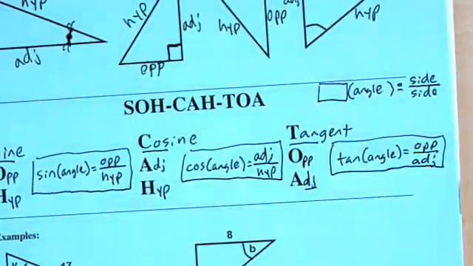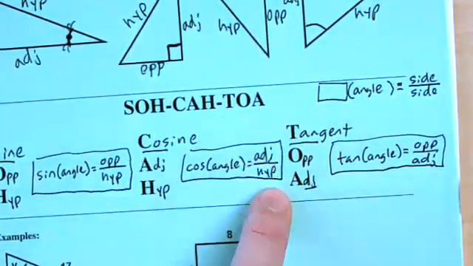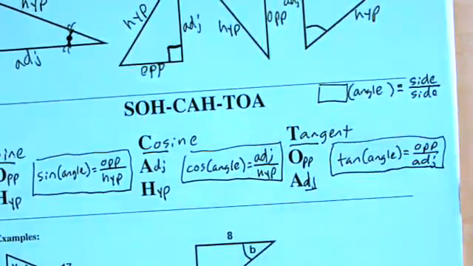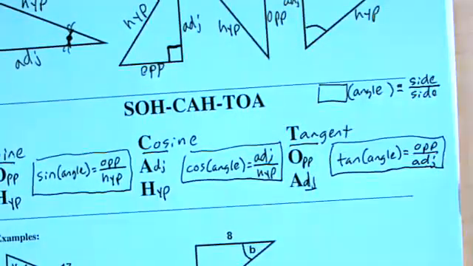So I need you to know that when we write a sine equation, sine goes with opposite over hypotenuse. Cosine goes with adjacent over hypotenuse. Tangent goes with opposite over adjacent. And you've got to memorize that. I'm sorry, what do you mean? Oh, okay. And that's a lot to memorize. So how are you going to memorize that?